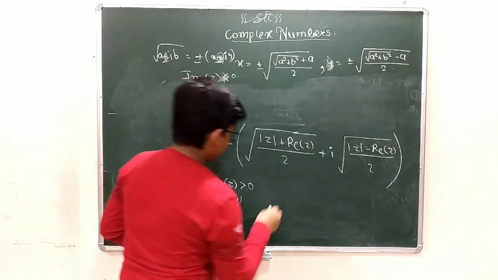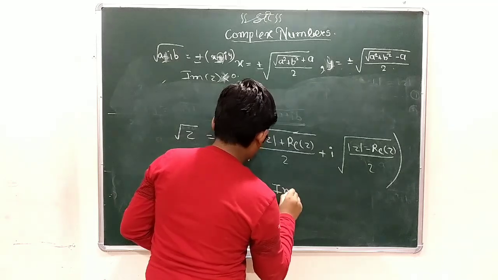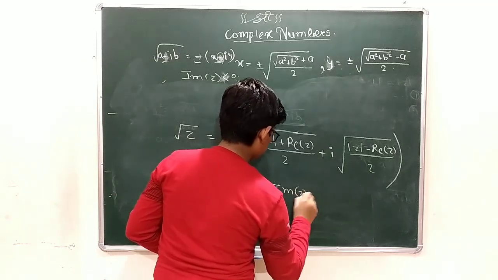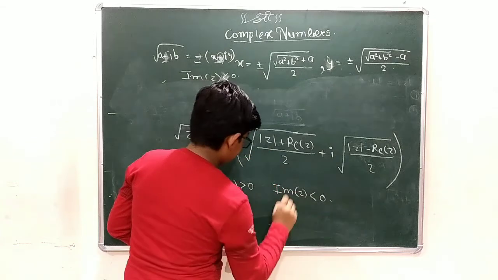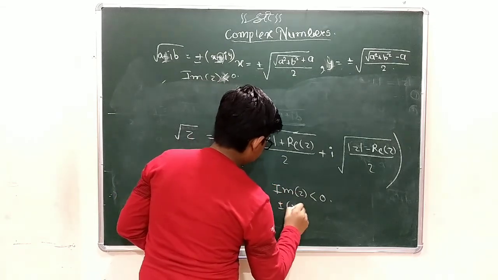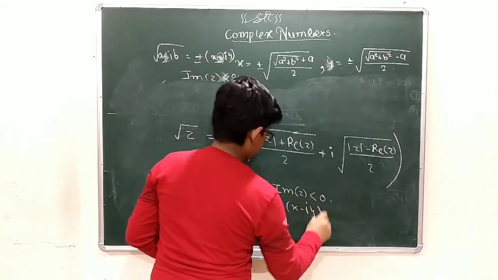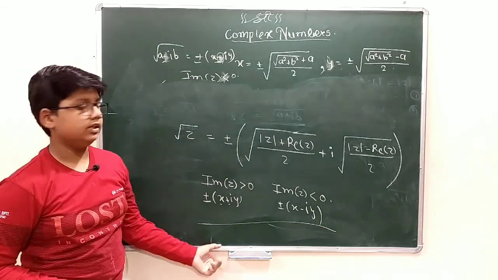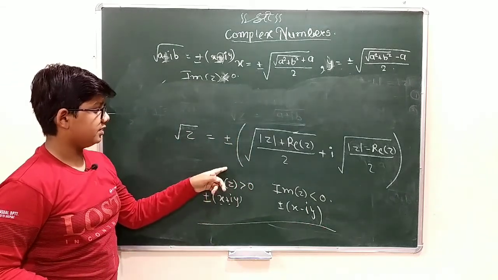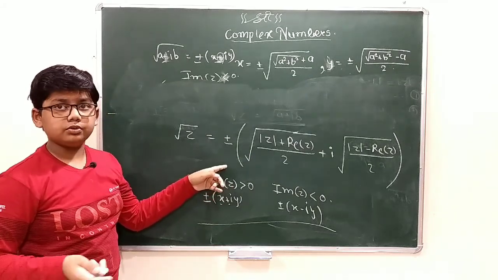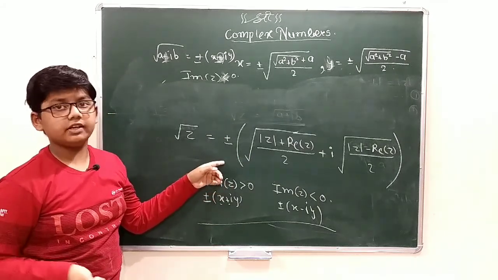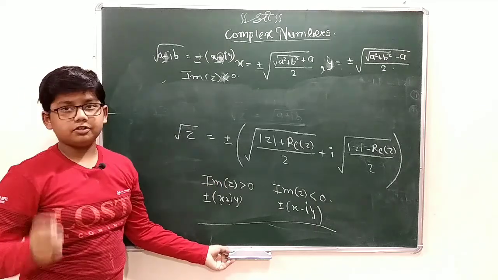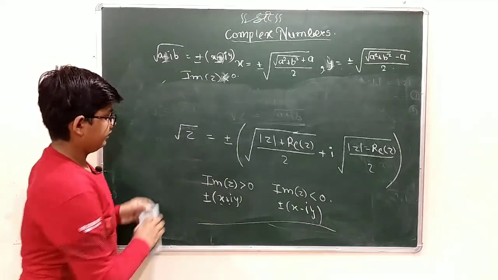This is plus. And if the imaginary part of z is lesser than 0, then the answer obtained will be plus or minus (x minus iy). This is the formula for the square root of a complex number, which is easy to use and find the square root of many complex numbers without that lengthy procedure that is given in the book.